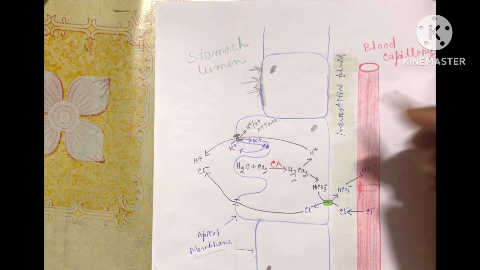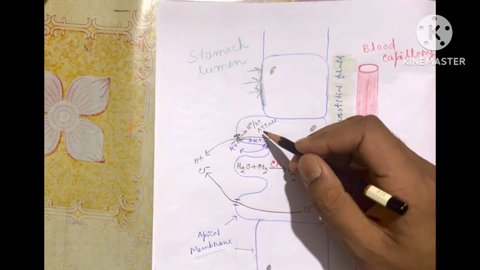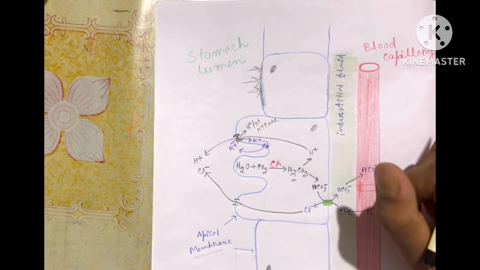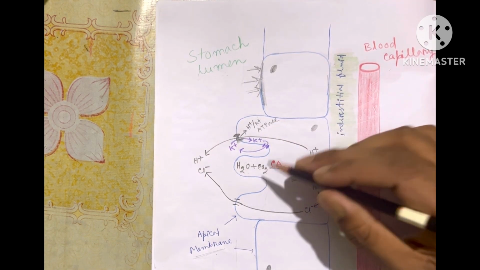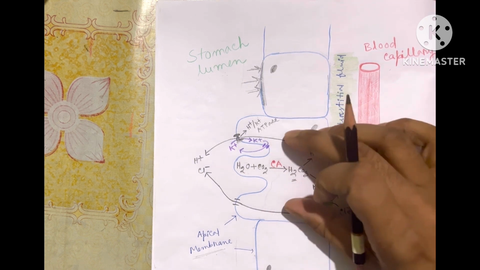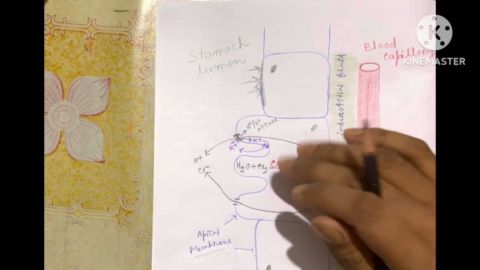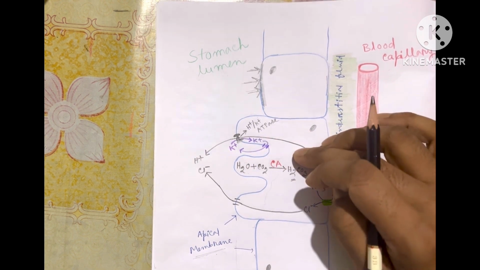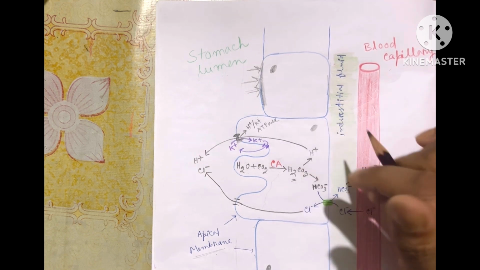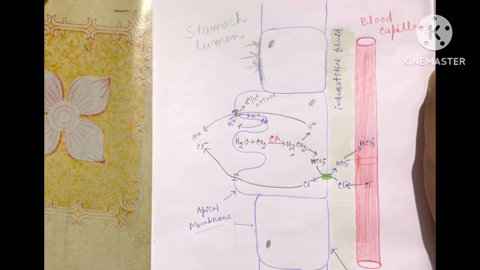Then we have these finger-like cells. This finger-like cell is called the parietal cell. So what will be happening inside the parietal cell? That is the main point of discussion. The main role in HCl formation will be played by our parietal cell. So what is the role of the parietal cell? Let's get started with the topic.